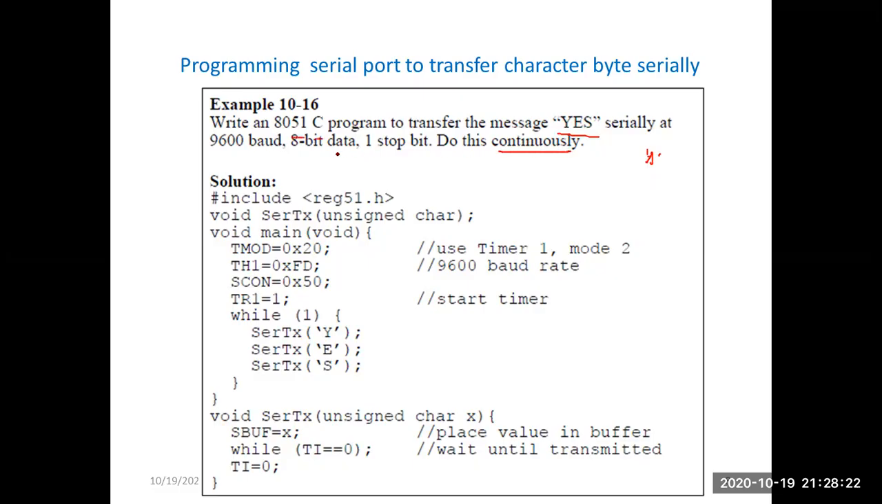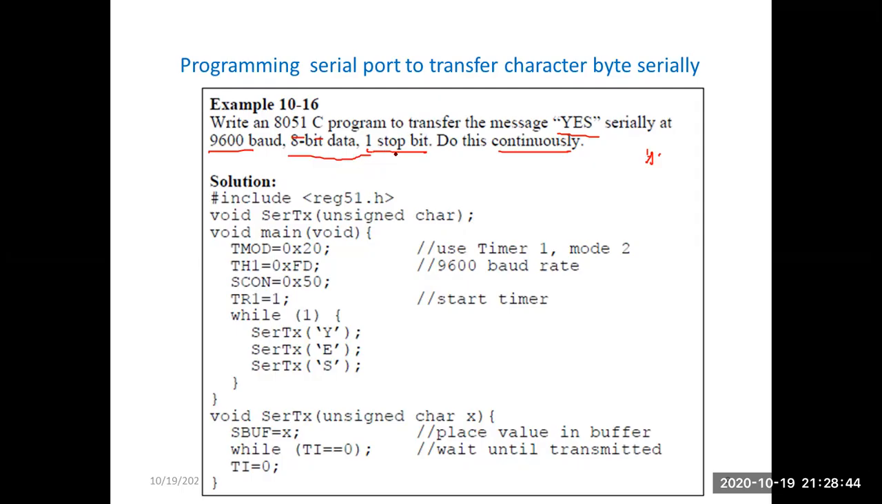For that, the baud rate should be set to 9600 and we have to use 8-bit data, that is mode 1, the 8-bit UART mode, and one stop bit. By default one stop bit will be there, so we don't have to do anything to set it. By default the stop bit will be 1.